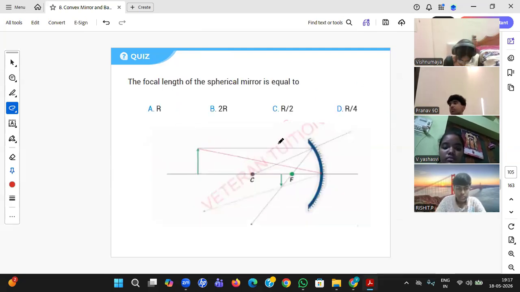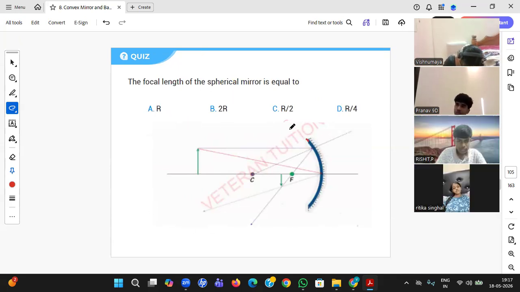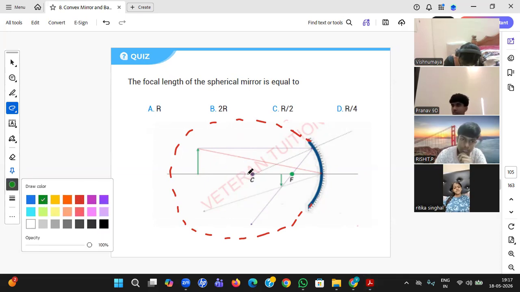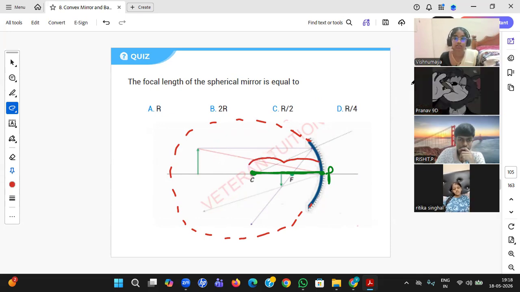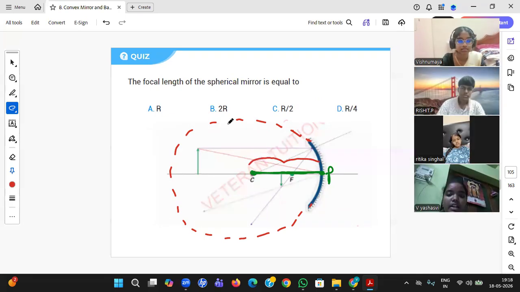So one more formula I need to give straight. Focal length of a spherical mirror. You see, this is a concave mirror. If I want to complete this, let me complete with this spherical mirror. Now, Vishnu Maya, from center of curvature to pole, what is this distance known as? Radius of curvature, right answer. Yes, Ritika, Pranav, right? Radius of curvature R.